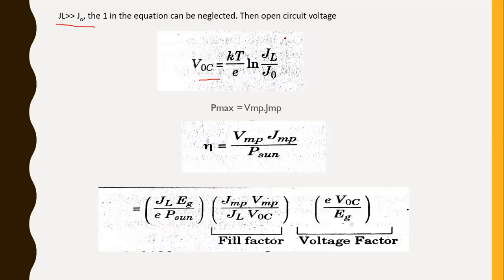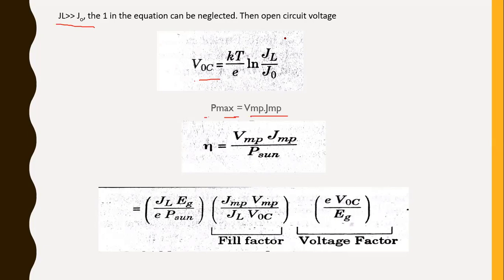Actually in practice, the open circuit voltage of the cell will be decreasing with increasing temperature. If you increase the temperature, the VOC will decrease, and it is vice versa. The maximum power that can be derived from the device, from the circuit, is given as P maximum is equal to VMP into JMP, where VMP and JMP are the maximum values of voltage and current. This is the maximum power point.